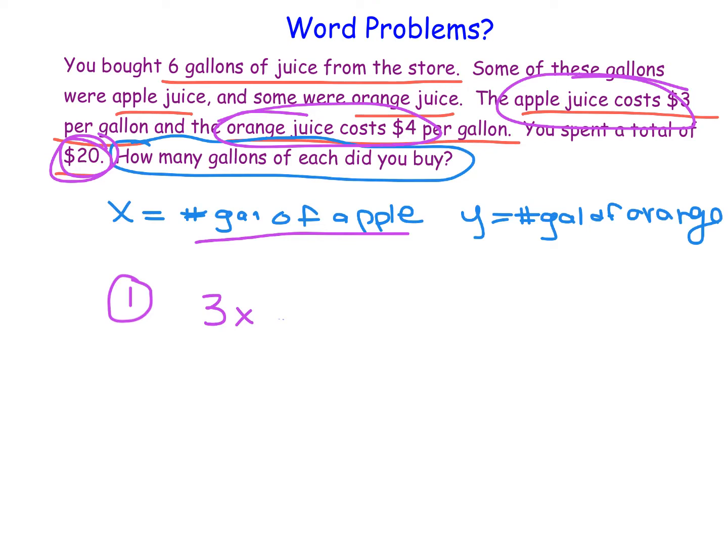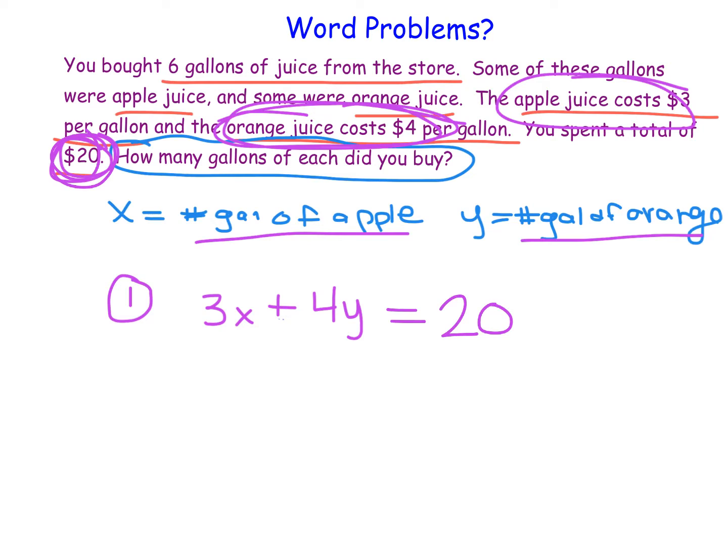I also know that if I write 4y, that's $4 per gallon times the number of gallons of orange juice I have, because that is what y represents. Then I know from here, if I add them together, that is my total cost. So I can write a cost calculating equation here, and I know that in total I spent $20. So this cost calculation right here, this 3x plus 4y, is calculating the total cost that I spent in the store, and that needs to be equal to $20 because that is how much money I spent at the store. So there I have my first equation.